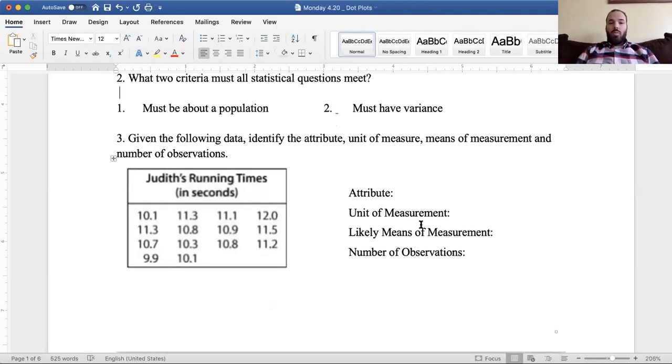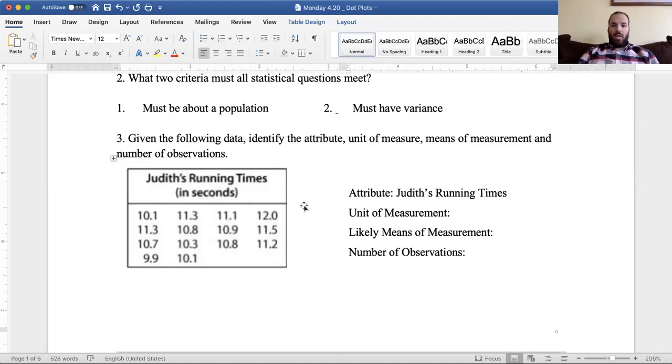For number three, when we're describing this data, the attribute, remember that's just what the data is about. I would say Judith's running times. I almost always get that information just from the title of the chart. The unit of measure, it tells me right here, we're talking about seconds. What are all these numbers? Means of measurements, if she's running, she's probably using a stopwatch. She might be using an app on her phone. All of those are acceptable answers. Number of observations, 1, 2, 3, 4, 8, 9, 10, 11, 12, 13, 14, 14 observations.